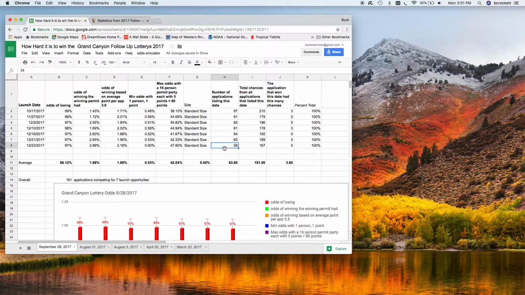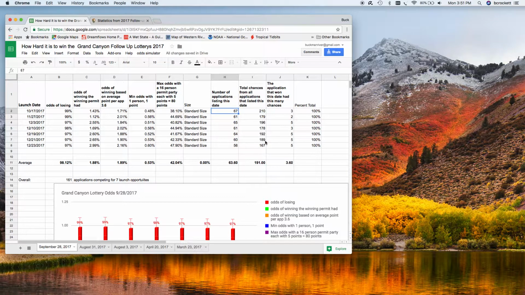The other thing was just this narrow range, right? The range is the spread of the data set, so the low to high, or min to max. In this case, our lowest date was December 23rd, 2017, and our highest date was October 17th, less than a month out from the lottery itself, with 67 apps. So that's less than a 10 app variation. So also surprising.